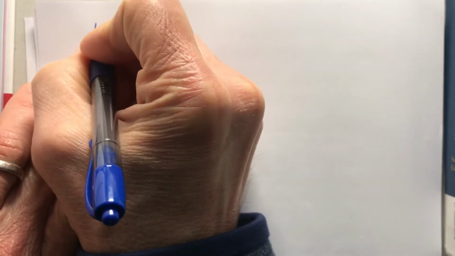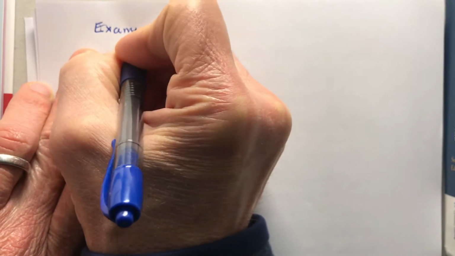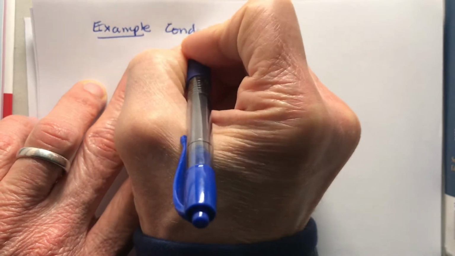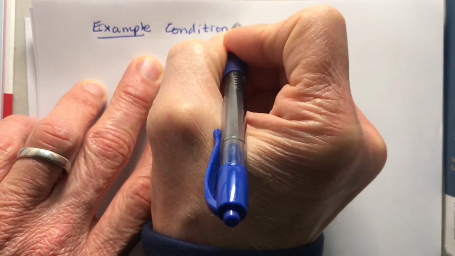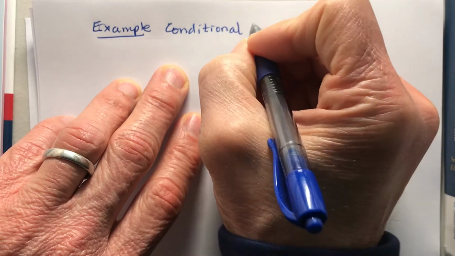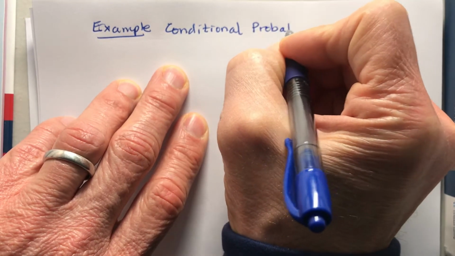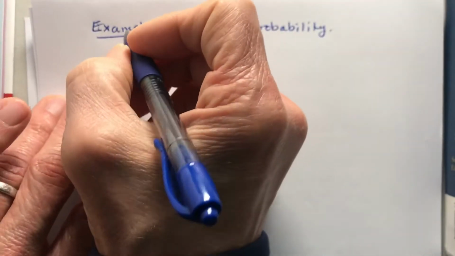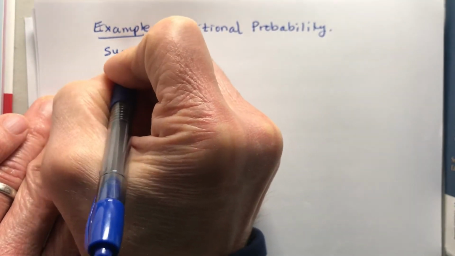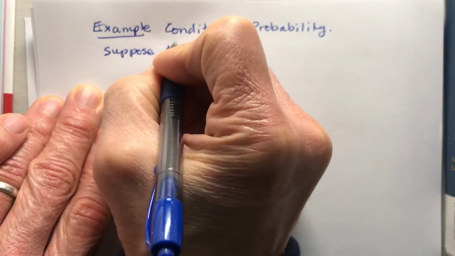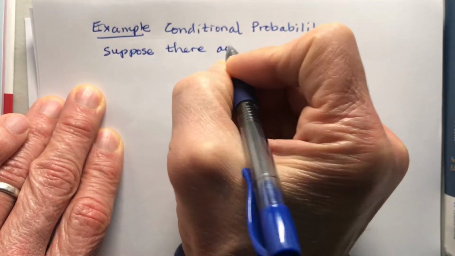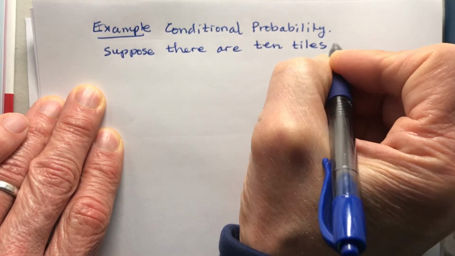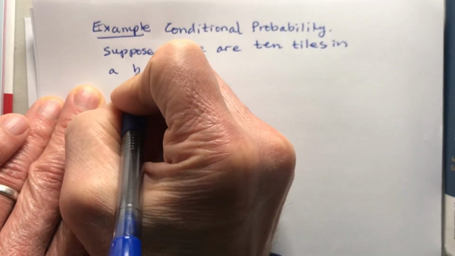This example is related to conditional probability. Suppose there are 10 tiles in a box.